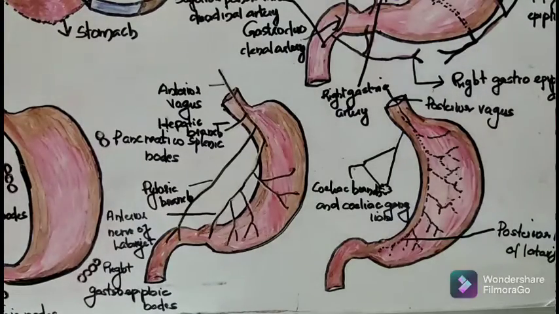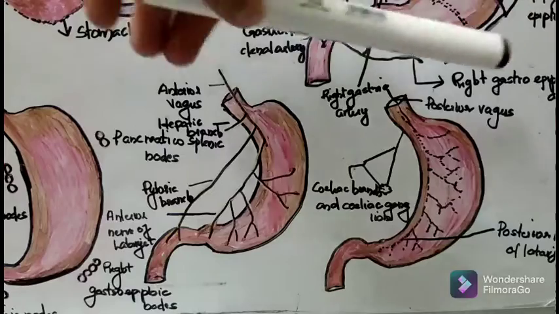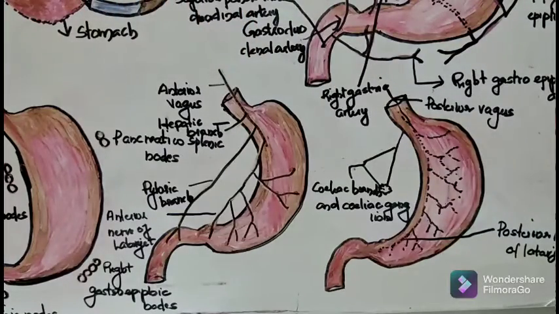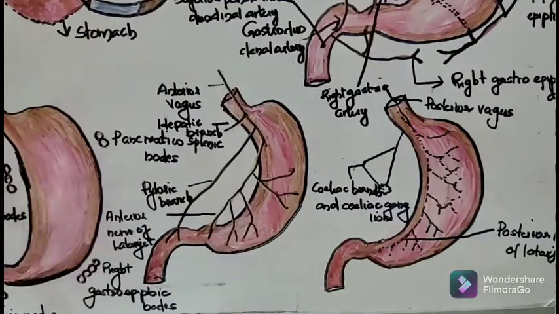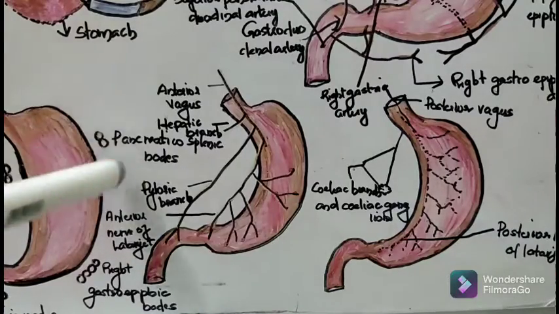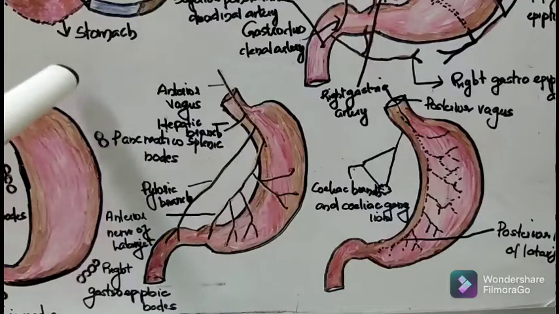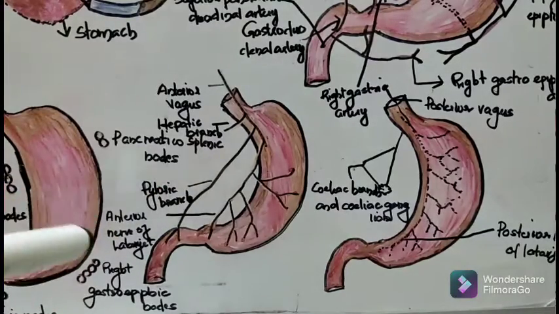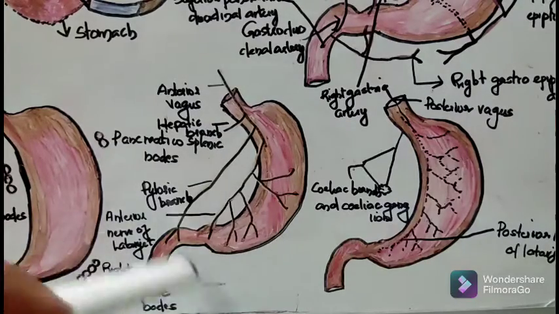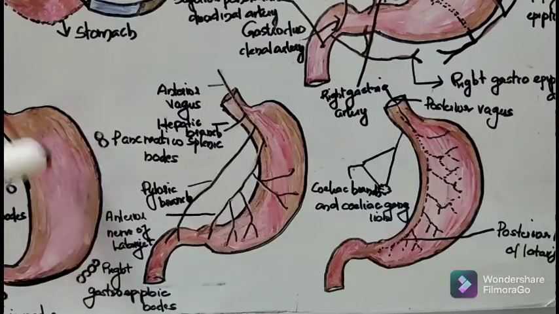Then we discussed the blood supply. The lesser curvature is supplied by the left gastric artery and also the right gastric artery, and the greater curvature is supplied by the right gastroepiploic artery and also the left gastroepiploic artery. Then we discussed the lymphatic drainage, which is divided into four groups: left upper one-third, left lower one-third, right upper two-third, and right lower two-third. The left upper one-third drains into the pancreaticosplenic lymph nodes. The left lower one-third drains to the right gastroepiploic nodes. The right upper two-third drains into the left gastric nodes, and the right lower two-third drains into the hepatic nodes, the left gastric nodes, and also the pyloric nodes. And finally, all of it drains into the celiac nodes.